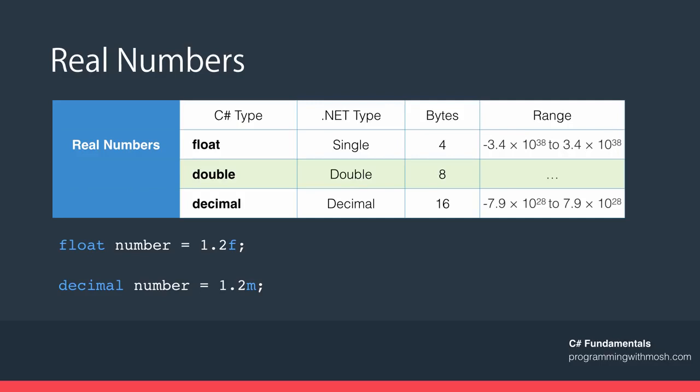So if you want to declare a float, you need to explicitly tell the compiler to treat the number you have as a float. Here's an example. I've declared a float, called it number, and assigned it 1.2. Here I have added the suffix f, and that is to tell the compiler to treat this number as a float. If I didn't have this f here, the compiler would think 1.2 is a double, because double is the default data type for real numbers. And of course, I cannot assign a double number into a float, so the program would not compile. Same applies to decimals. So if you want to declare a decimal, you need to add the suffix m at the end of the number.